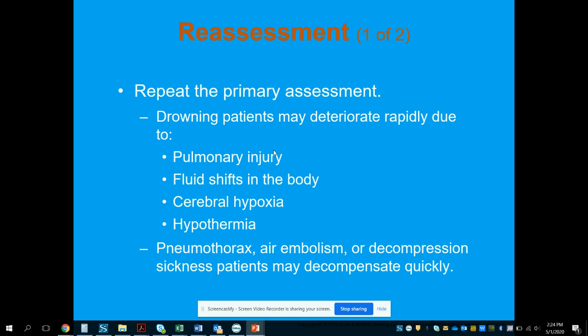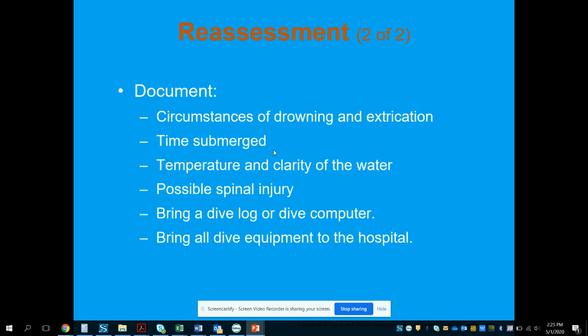When we're reassessing, we're trying to repeat the primary assessment. Drowning patients may deteriorate rapidly due to pulmonary injury, fluid shifts in the body, cerebral hypoxia, hypothermia. Pneumothorax, air embolism, and decompression sickness patients may also decompensate quickly. We want to make sure that we're documenting the circumstances of the drowning and the extrication, whether the patient got themselves out, someone got them out before we got there, we got them out, that type of thing. An estimated time that they were submerged, the temperature and the clarity of the water. Also, was it salt water, fresh water, pool water? Possible spinal injury.